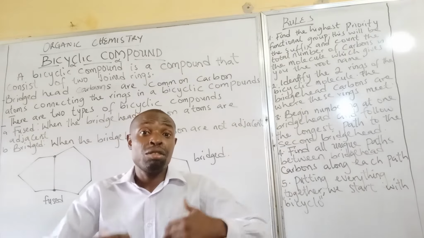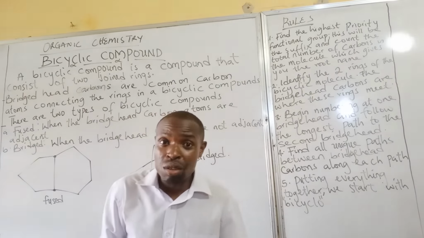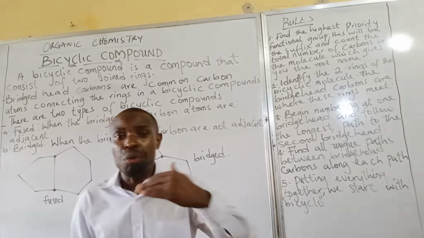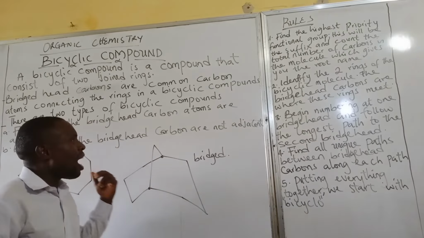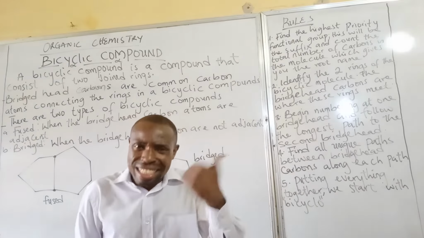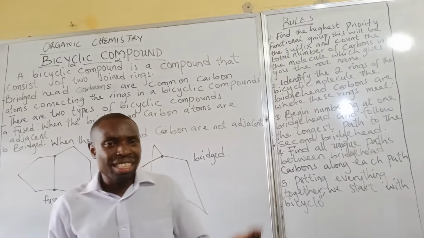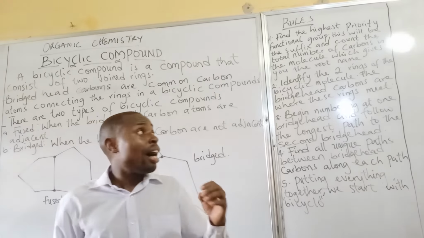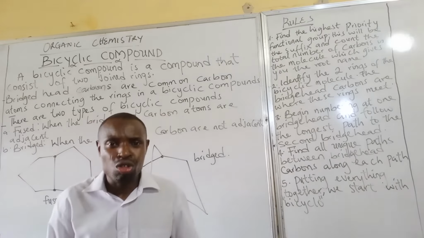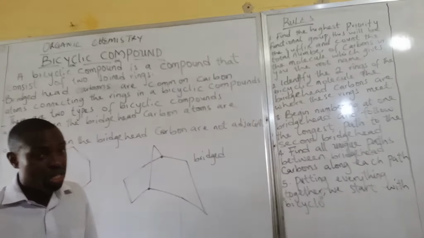First of all, we tell you the description of what we call a bicyclic compound, which is a member of the polycyclic compounds. Then I will also let you know how to identify a bicyclic compound, and also the rules guiding bicyclic compounds, and also examples. We will see so many examples just to illustrate our point, but not to waste time.